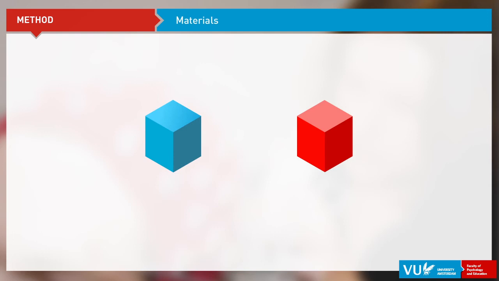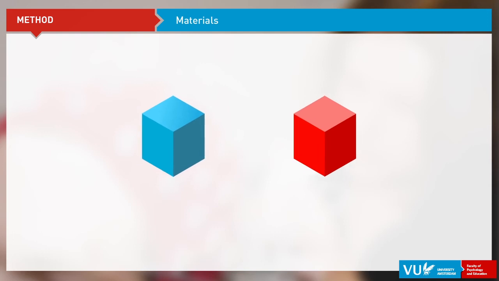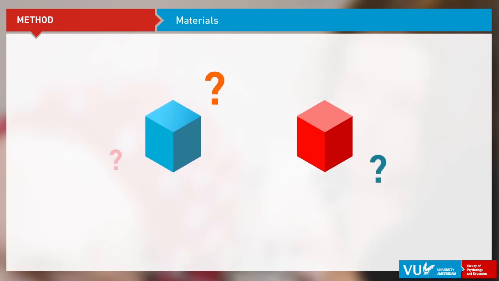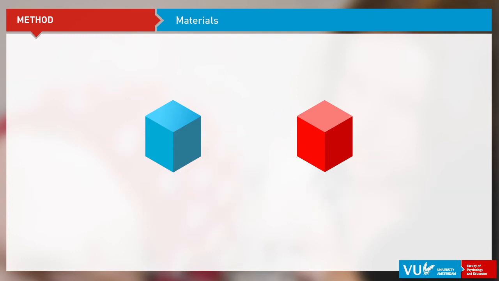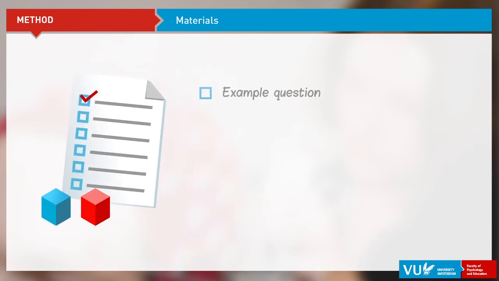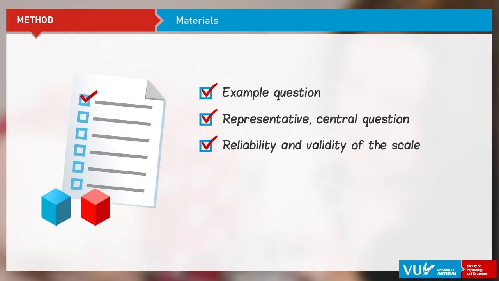Materials. In this paragraph, you illustrate the operationalization of the concepts. Ask yourself the question, how do you measure the used concepts? When using a questionnaire, give an example question used to measure the concept. Make sure this is a representative central question. Also give the reliability and validity of the scale you have used.